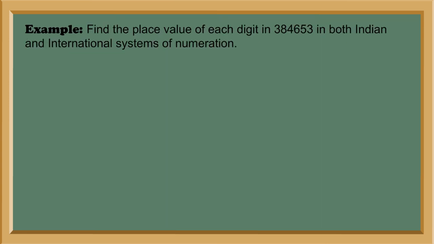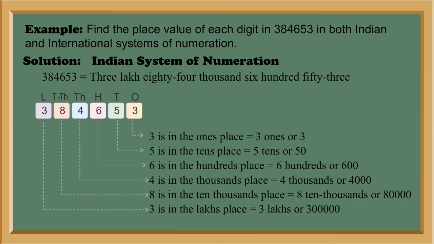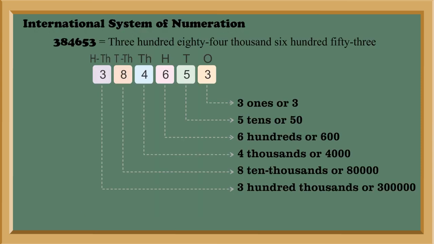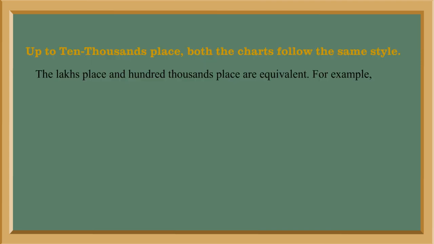Example, find the place value of each digit in 384653 in both Indian and international systems of numeration. Solution, Indian system of numeration, 3,84,653. International system of numeration, 384,653. Up to 10,000s place, both the charts follow the same style. The lakh place and 100,000 place are equivalent.